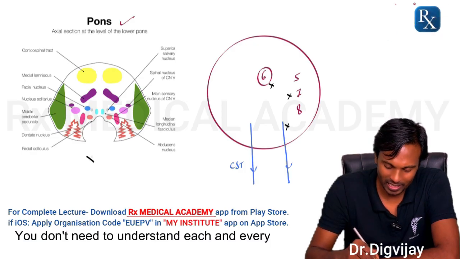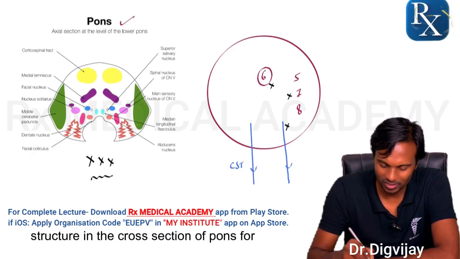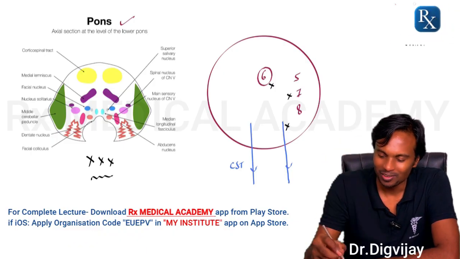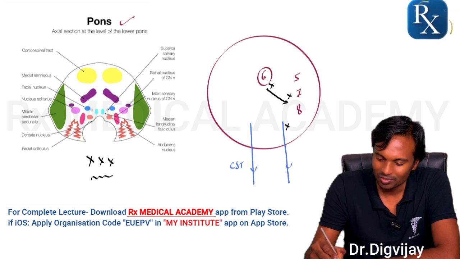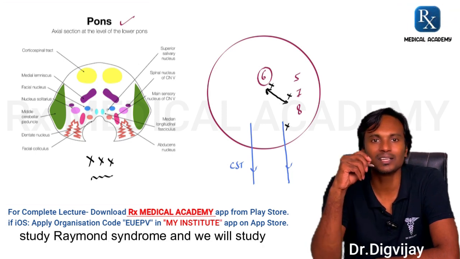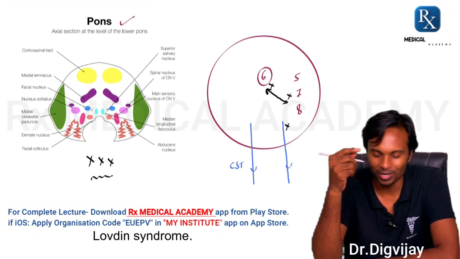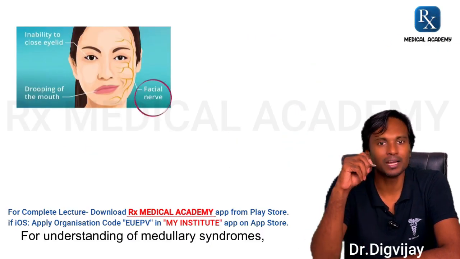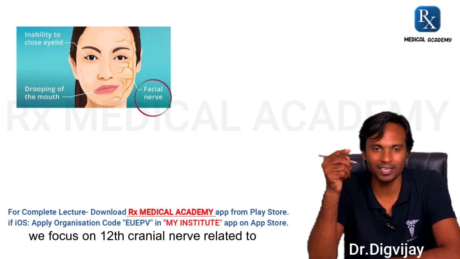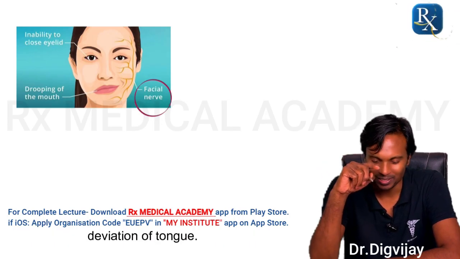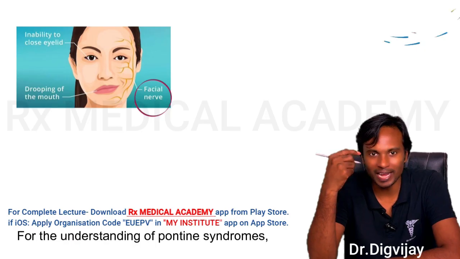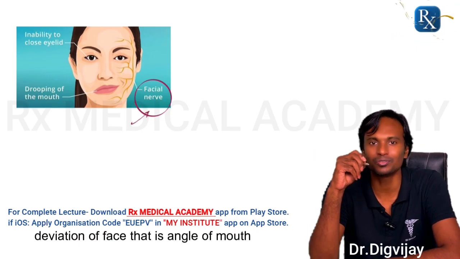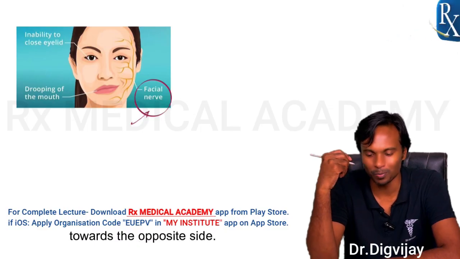You don't need to understand each and every structure in the cross section of pons for the understanding of pontine syndromes. We will study Millard-Gubler syndrome, Foville syndrome, Raymond syndrome, and locked-in syndrome. So here you can appreciate facial nerve. For understanding of medullary syndromes, we focus on 12th cranial nerve related to deviation of tongue. For the understanding of pontine syndromes, we mainly focus on the 7th cranial nerve and deviation of face, that is angle of mouth towards the opposite side.